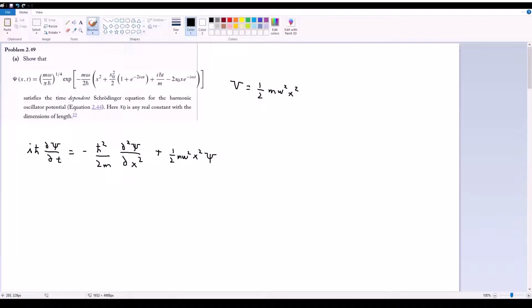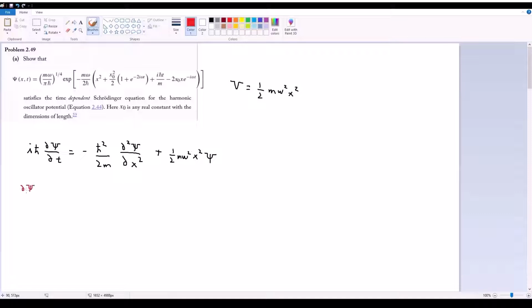Now, it is easy to understand how to do this problem. The actual math is a lot harder because we have to take the first derivative of psi with respect to time and the second derivative of psi with respect to x. And this is a very messy expression. So let's do this one by one, starting with the partial of psi with respect to x. So let's do this in red.